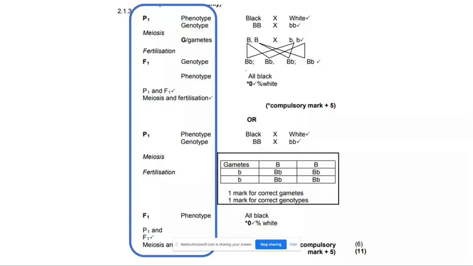So what is the percentage chance that they will have white fur? 0%, because they are all black. So I'm going to get a mark for 0%. Okay, 1 mark for P1 and F1, 1 mark for meiosis and fertilization, 1 mark for 0%. I hope you could do that example. Any questions on that example?